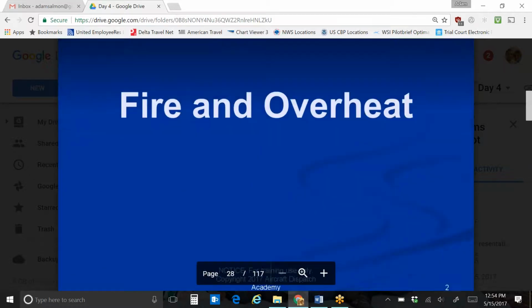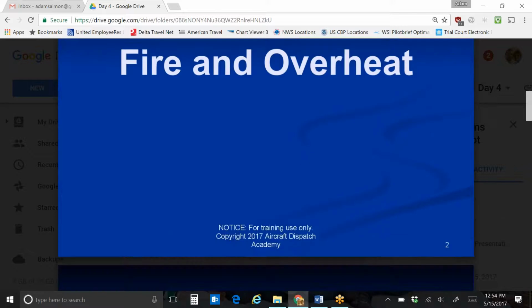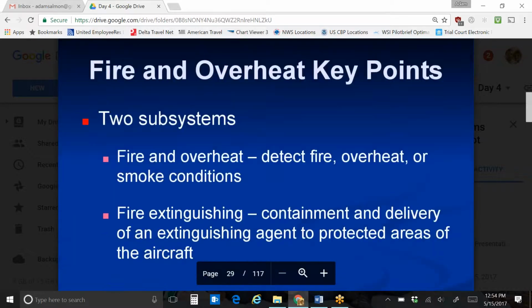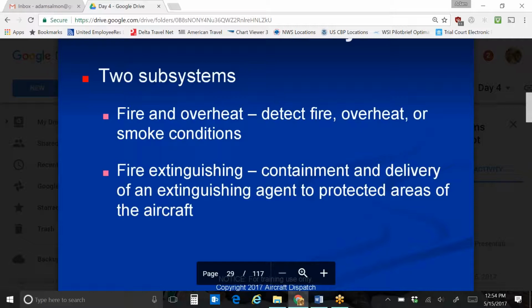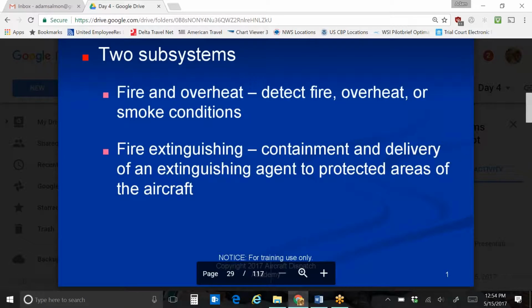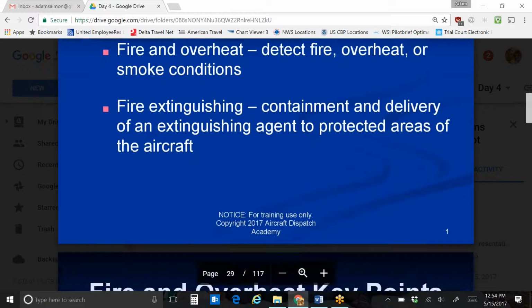Fire and overheat will be one that you need to look at. Just be able to look at the key points here and know what the objective of the system is, in this case, the fire and overheat protection. There are 2 subsystems: detect fire, overheat, or smoke conditions, and then the fire extinguishing system, which has the containment and delivery of extinguishing agent to protected areas of the aircraft.